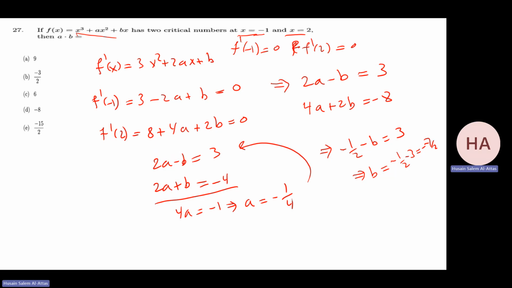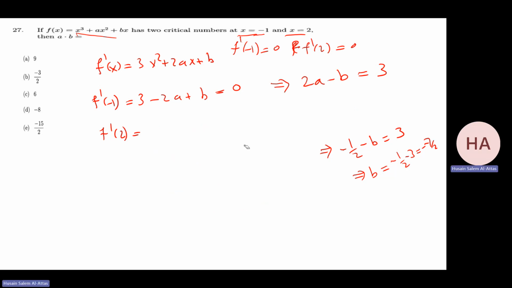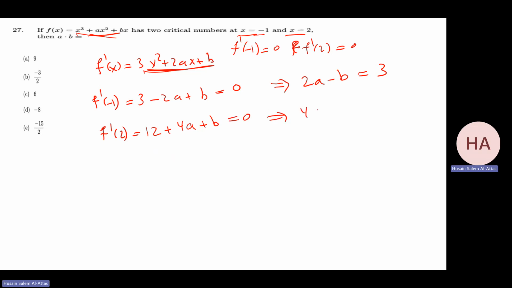3x squared plus 2x plus b. We have f prime at minus 1, that will be 3 minus. Yeah, we need to be careful. Sorry for that. I need f prime at 2. I substitute here. That means 12 plus 4a plus b equal to 0. So that means 4a plus b equal minus 12.